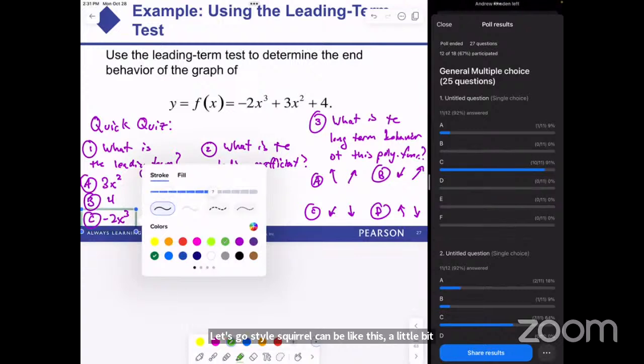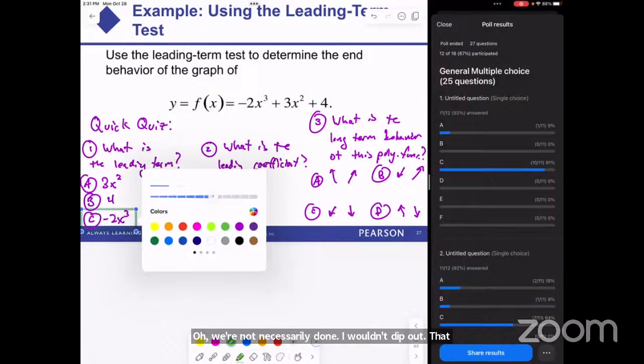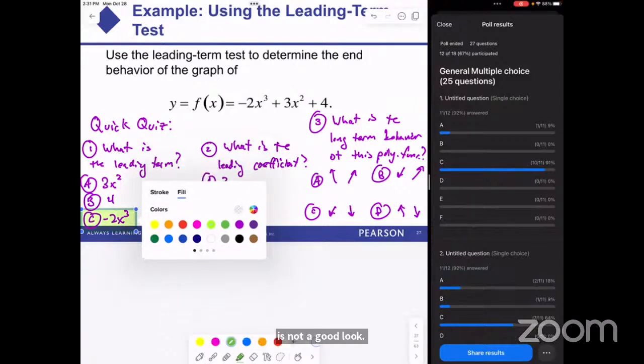Oh, we're not necessarily done. I wouldn't dip out. That is not a good look. But it's okay. What's the time? We still got a solid 10 minutes. We can hang out for 10 minutes, right?